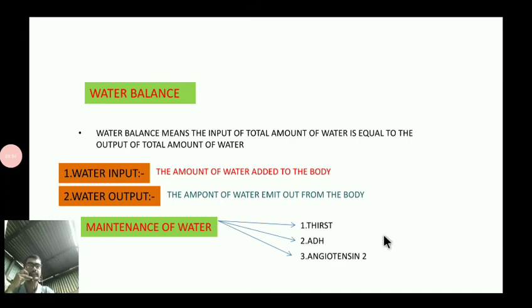And the next one is angiotensin 2. I have a separate video regarding angiotensin 2 on my YouTube channel. Please go there and check out the whole process of angiotensin 2. In short, angiotensin 2 increases the thirst activity. By the process of thirst you will take in some amount of water, or by intravenous injection you will input some water into your body. But generally the thirst process is the normal physiological process through which we can take some water and hydrate our body.